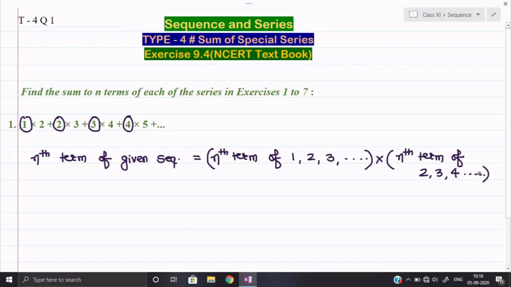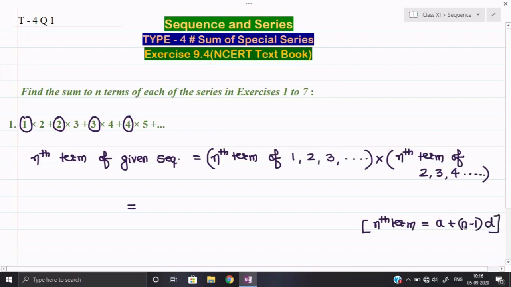Okay, observe 2, 3, 4 will be the second term of the sequence. First term is 2, then second term is 3, third term is 4, fourth term is 5 and so on. Now you see, if I want to find out the nth term of 1, 2, 3, I will use here the formula for the nth term of an AP. What is the formula? a plus (n minus 1) into d. This is the formula we have been given.